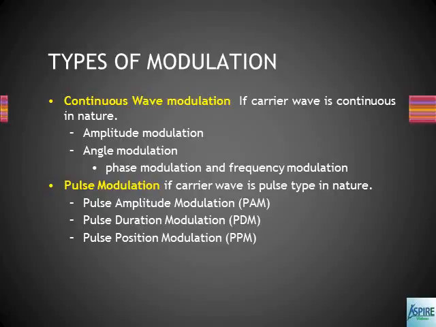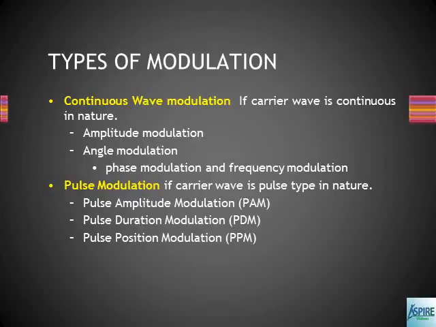Now coming to the second type of modulation, which is pulse modulation. Pulse modulation is when the carrier wave is pulse type in its nature. Here we have three types of pulse modulation, which are pulse amplitude modulation, also known as PAM, the second is pulse duration modulation, also known as PDM, and the third one is pulse position modulation, also known as PPM.